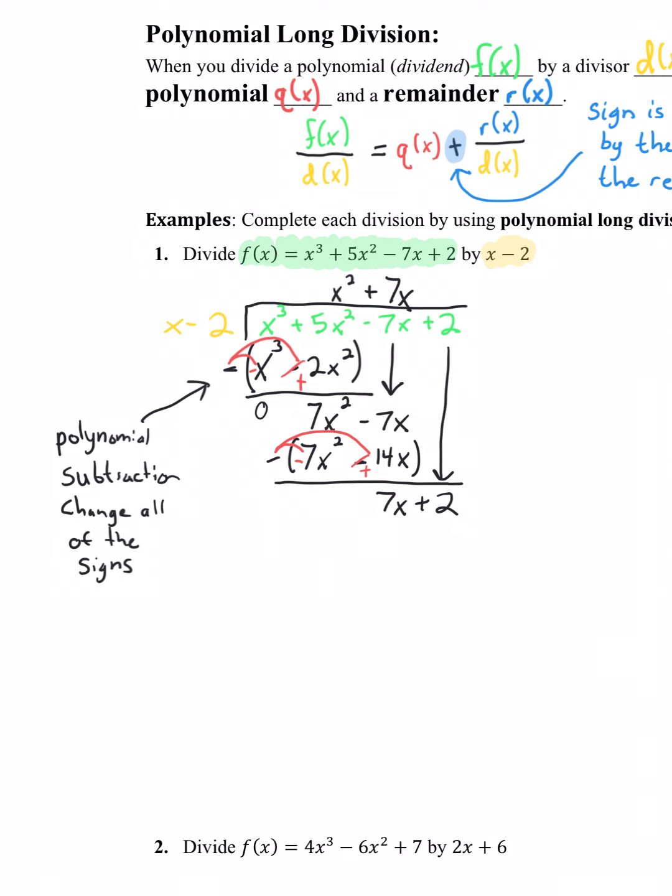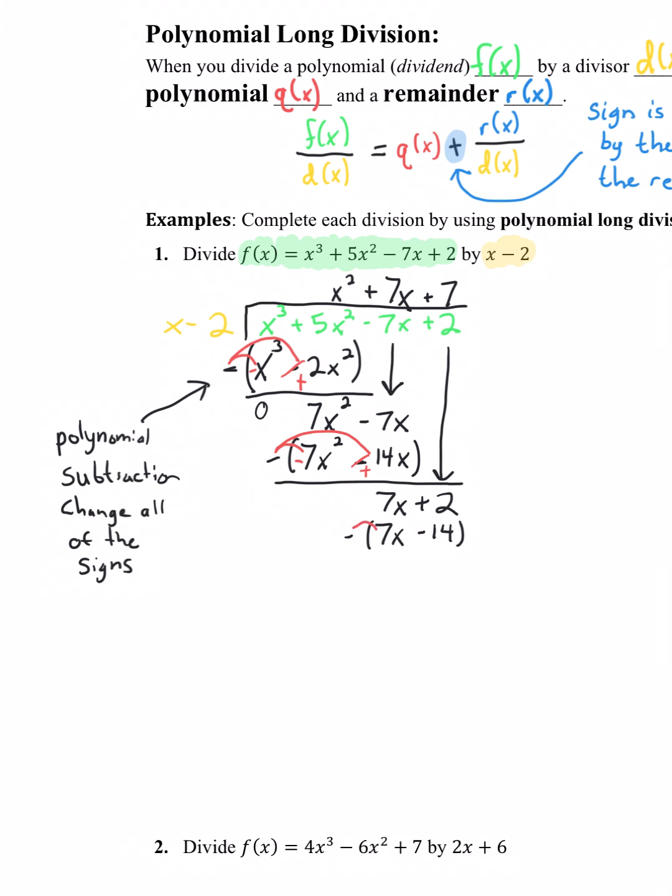And then for the last time, once I have this new line, I'm going to cover up the 2 one more time and ask myself, x times what equals 7x? Turns out it's going to be x times 7 equals 7x. And then 7 times -2 is negative 14.